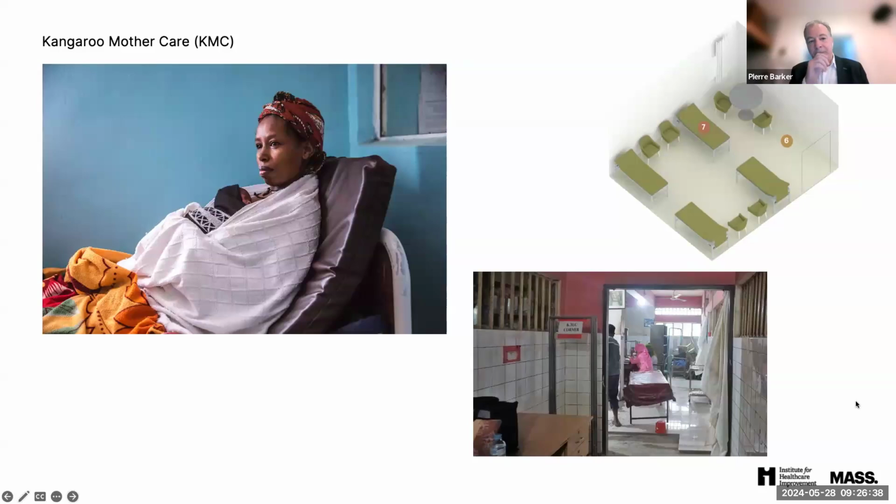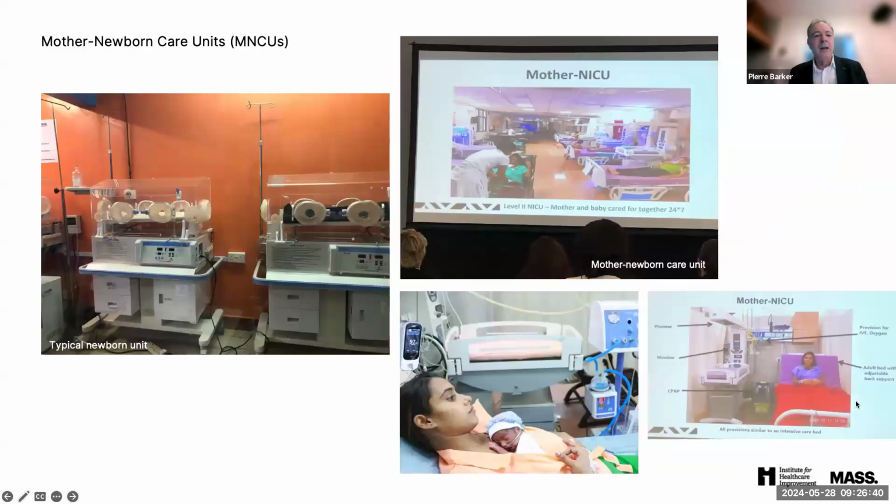The second clinical situation that we can talk about is mother newborn care units. Now, this is a step somewhere between kangaroo mother care, adopting a lot of the principles of kangaroo mother care, and a full-blown neonatal intensive care unit, which you'll see more commonly in some of the regional hospitals. But this model, again, which is very evidence-based, has been shown to save lives, does need space.